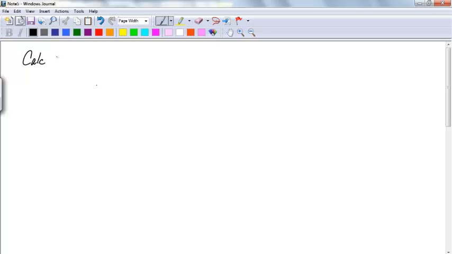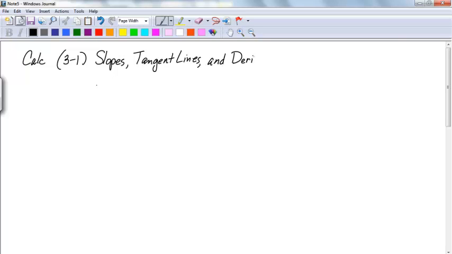Okay, so put this in your notes for section 3.1 on slopes, tangent lines, and derivatives. Okay, slopes, tangent lines, and derivatives.